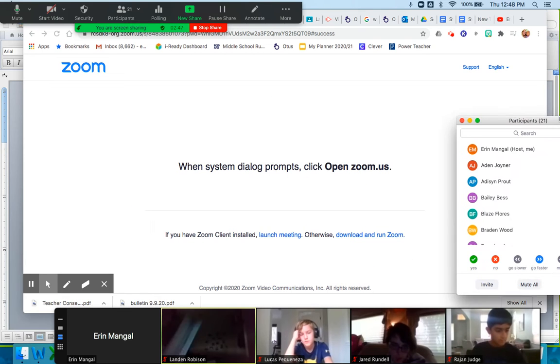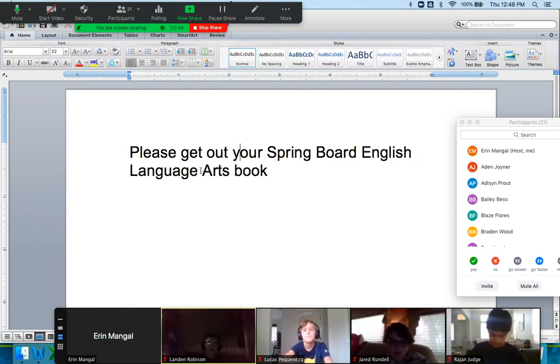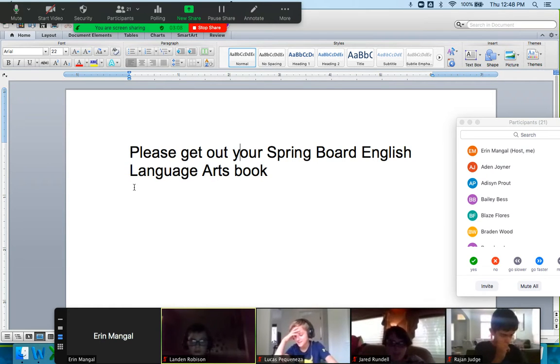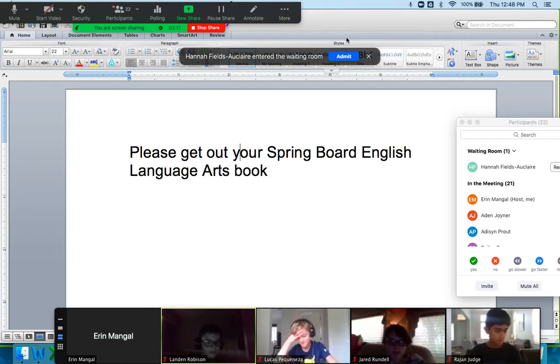Okay, guys, so the first thing you are going to need, as shown right here, please get out your Springboard English Language Arts book. It actually says that on the cover, it says grade 6, and then it has a picture of a dried up dead leaf, which I thought was interesting for the choice of the cover of a book, but there you go. So there you go, and that's what you're going to need for right now.